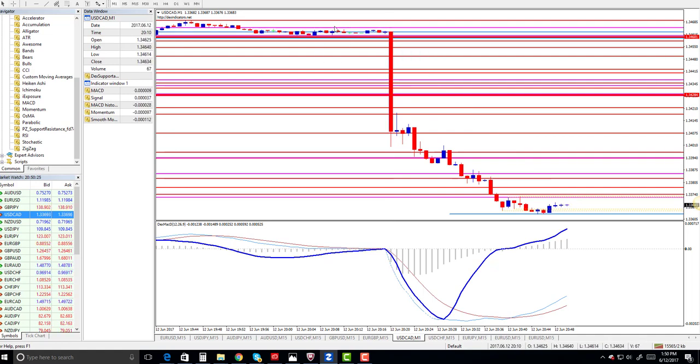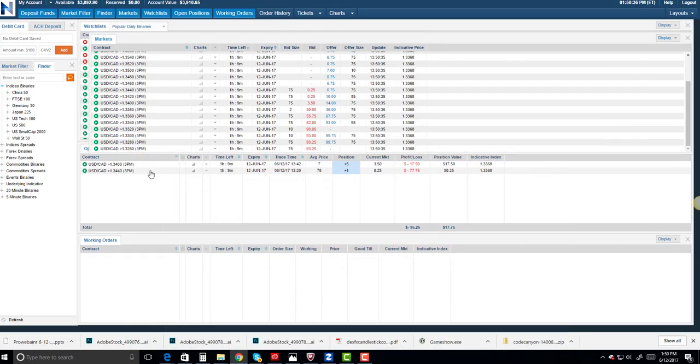USDCAD is really affected by oil. Now, there was a little bit of news coming out at these particular times, but not enough for the daily to do this. So the daily got picked up. Now, the daily got picked up at 34.40. So why is there a 3,400 trade on here?